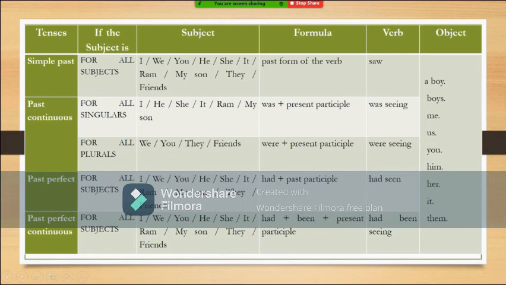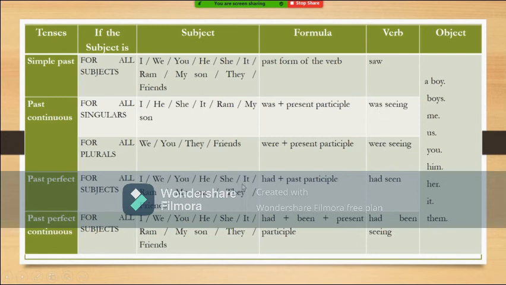For past continuous, we use was or were. Was and were indicate past tense in past continuous tenses. Was is used for singulars, were is used for plurals. If the subject is singular, you have to use was. If the subject is plural, you have to use were. And to indicate continuous tense, you have to use present participle. Was seeing and were seeing. Was seeing is for singulars, were seeing is for plurals.